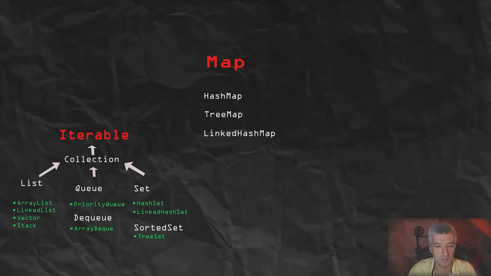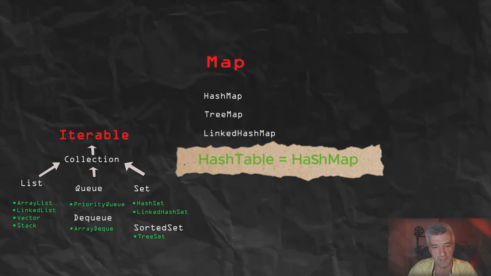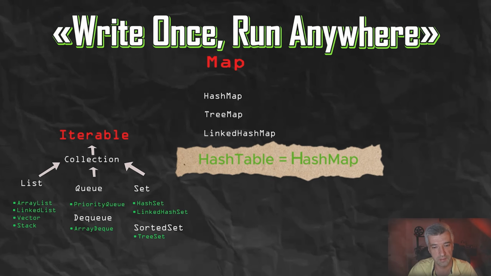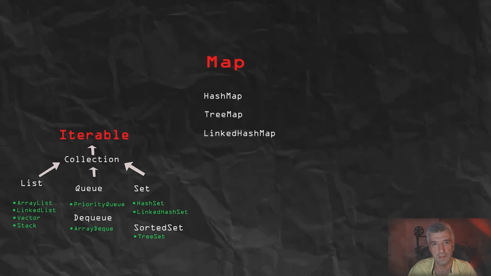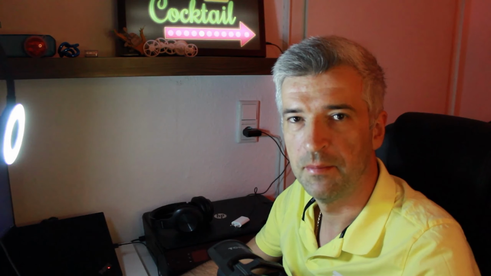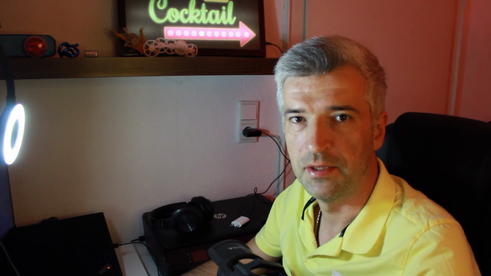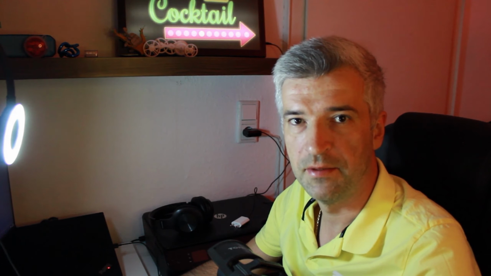You often come across Hashtable. It is an equivalent of HashMap. It is simply an outdated collection from older versions of Java, left for backward compatibility. Everywhere we remember the slogan of Java, write once, run anywhere. Well, here we are at the main topic. This is the HashMap. The HashMap is one of the most widely used implementations of the Map interface, which stores data in a key-value format.